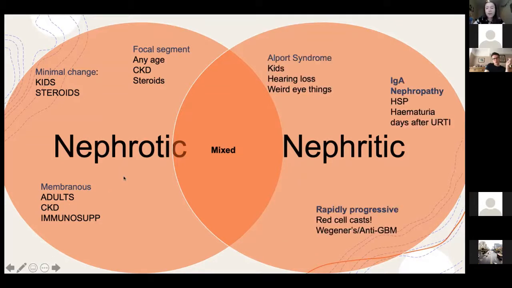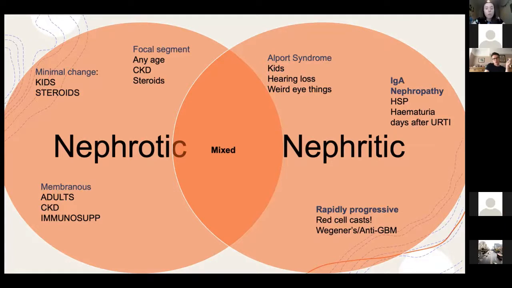In nephritic, IgA nephropathy, you're probably going to get either an HSP rash or visible hematuria only days after an infection. And then you have rapidly progressive, which is a more severe cause, so suddenly getting a real steep decline in renal function with red cell casts, and that's usually anti-GBM, Goodpasture's, and Wegener's.